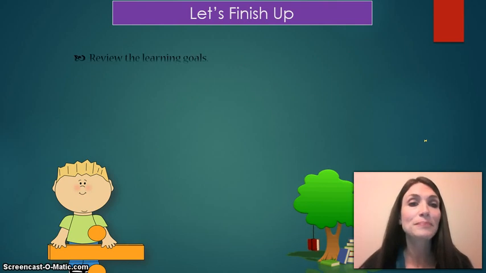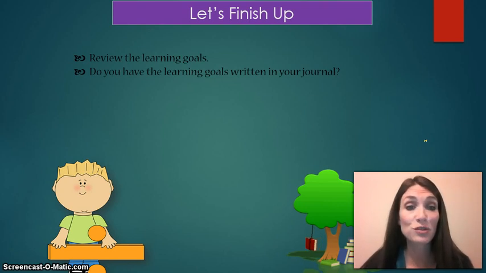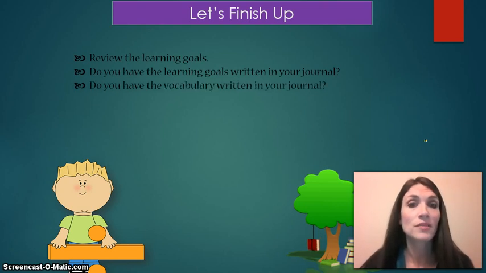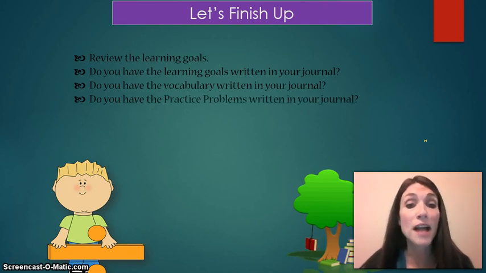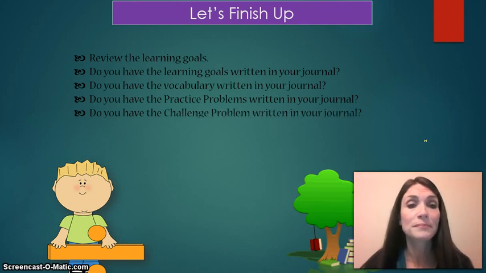Let's finish up. Please review your learning goals. Do you have the learning goals written in your journal? Do you have the vocabulary written in your journal? Also check to make sure you have all of the practice problems written in your journal, including the word problem. Do you have the challenge problem written in your journal? Be sure that you've answered both part A and part B and labeled your answers.